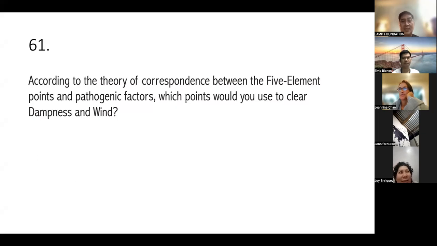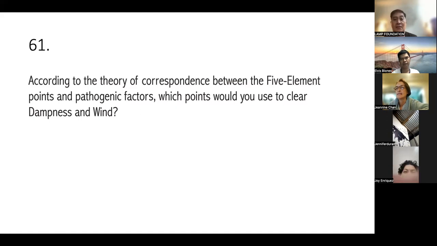Metal. Okay, isip-isip tayo. Pag metal, ano bang season ang metal? Like, anong pathogenic factor pag metal? Usually, Doc, may dryness, di ba? Pagka metal. So, ibig sabihin, yun yung nagkokontrol ng wind? Ako, Doc. Call a friend. Anong klaseng points pag wind? Anong element?